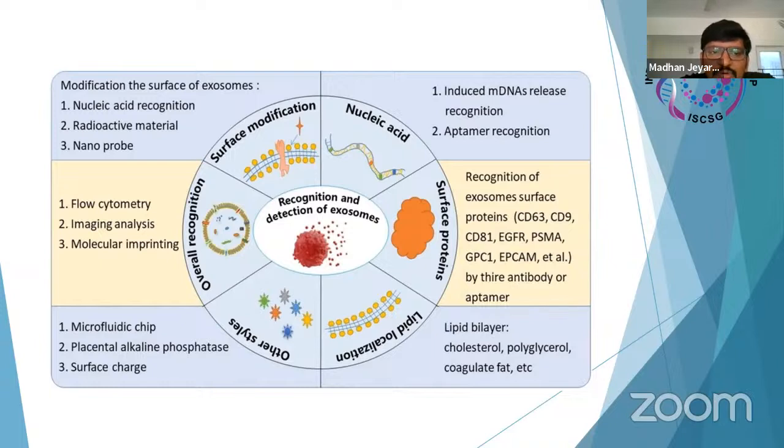And how do we quantify it? We can quantify it by image analysis, molecular imprinting, and flow cytometry. Other methods to isolate exosomes are microfluidic chips, surface charging, and PLAP, that is placental alkaline phosphatase. There are a lot of methods to isolate exosomes; these are the few methods which I have mentioned here.